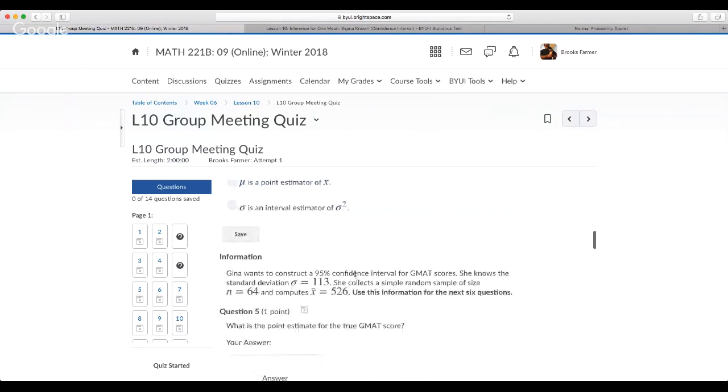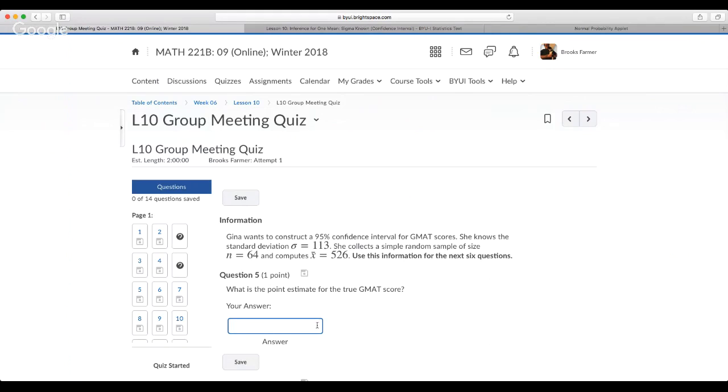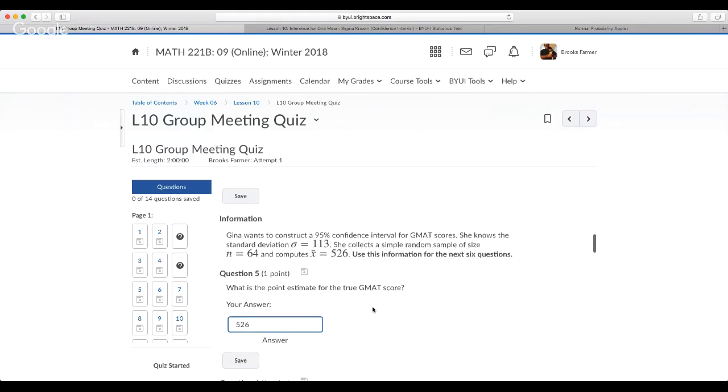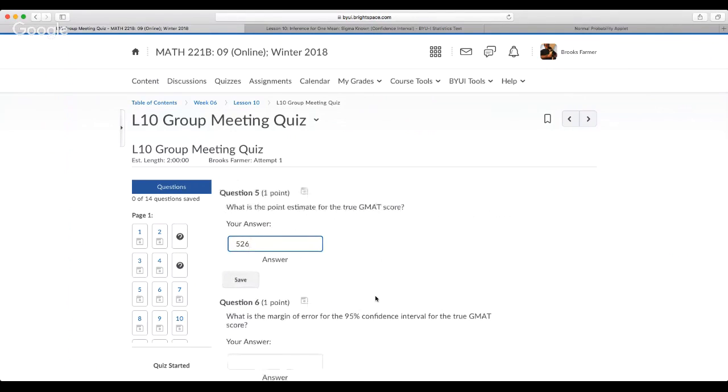Someone want to read the information for 5? I can do that. Gina wants to construct a 95% confidence interval for GMAT scores. She knows the standard deviation is 113. She collects a simple random sample of size 64 and computes the mean is 526. So what is the point estimate for the true GMAT score? Wouldn't that be 526? Yeah, that makes sense to me.